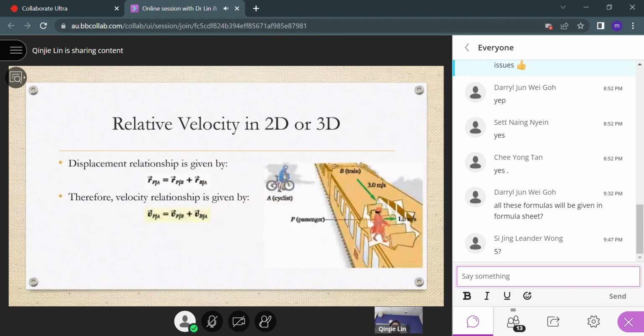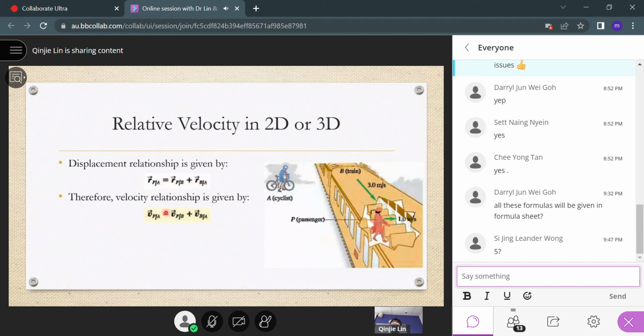So that's in 1D. After we learn 1D, we go to 2D, 3D. Actually, the formula is the same. Just now we used X, now we use R. R stands for position vector. So you realize the bottom here is all the same. PA equals PB plus BA.